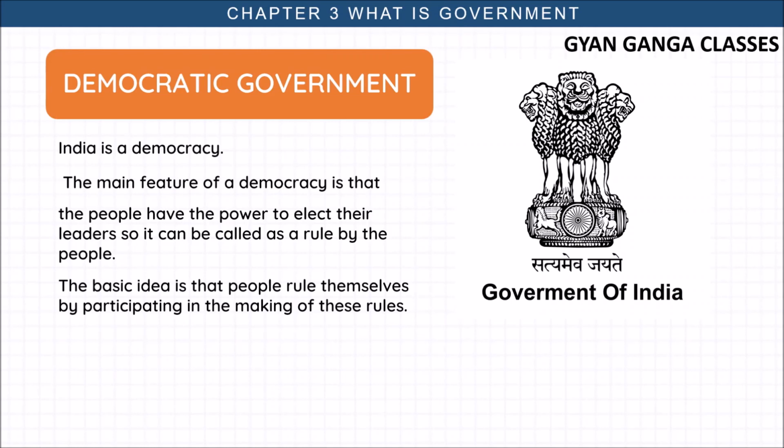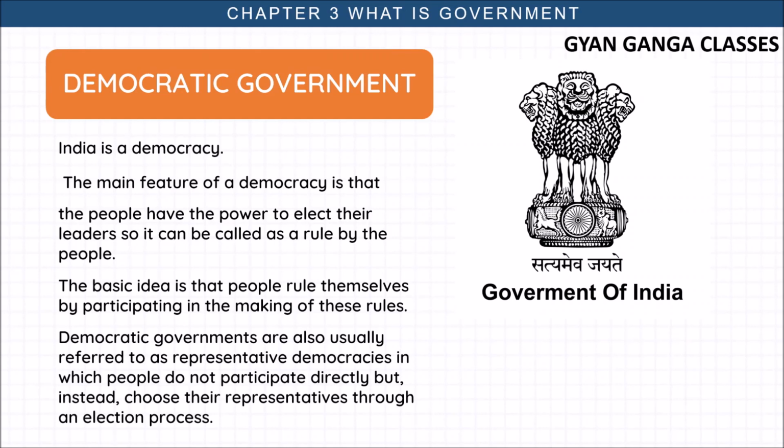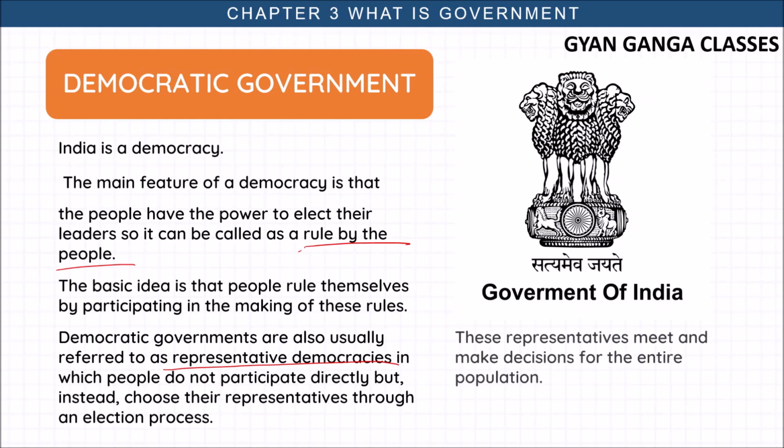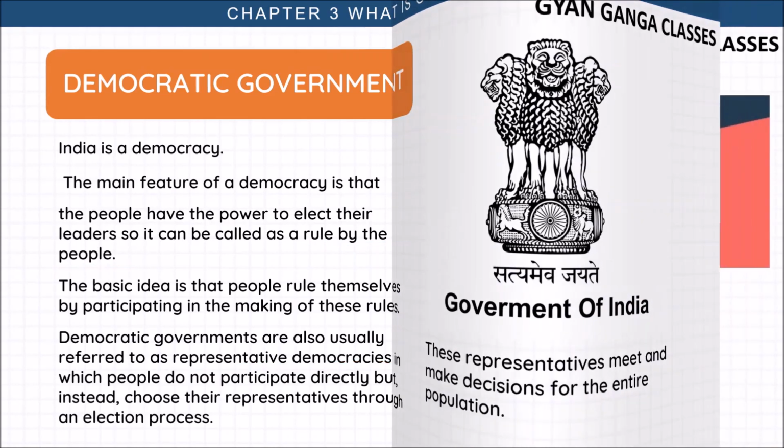People participate, they hold elections, so that they participate and make the rules for themselves. Democratic governments are also usually referred to as representative democracies. What do we call democratic government? It is a rule by the people, and democratic government is also known as representative democracy, because people do not participate directly, but they choose a representative through the election process. That's why democratic government is known as representative democracy. These representatives meet and make decisions for the entire population.